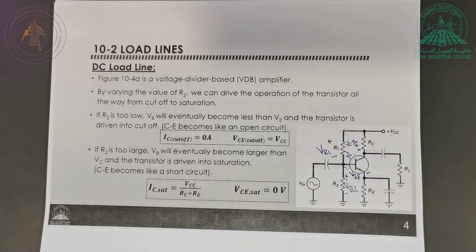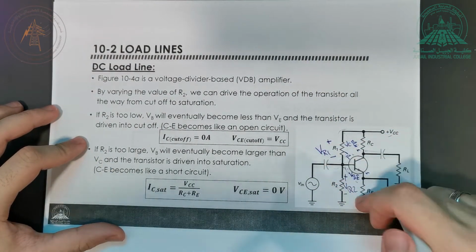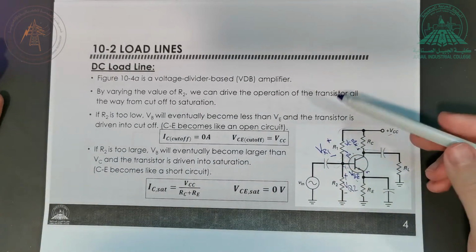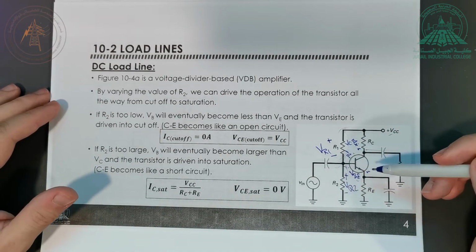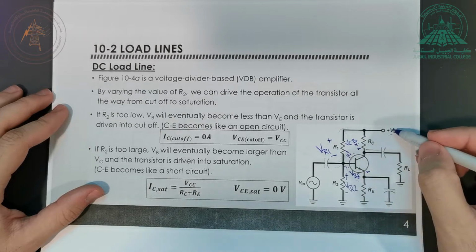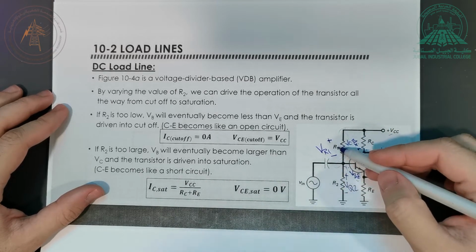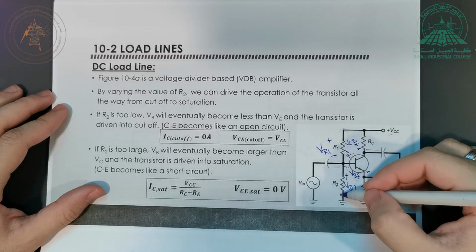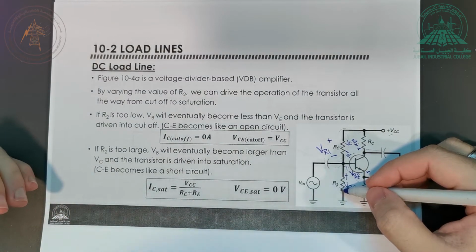Now, how can I increase VR1 and VR2? I'm not going to use two separate power supplies, but instead I'm going to use this power supply and make use of the voltage divider rule. This VCC is going to be divided between R1 and R2. It's not going to be divided equally. It's going to be divided based on the values of the resistors. The higher the resistance, the more voltage it is going to get.